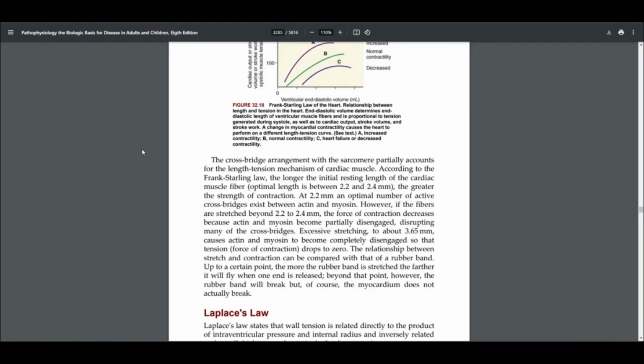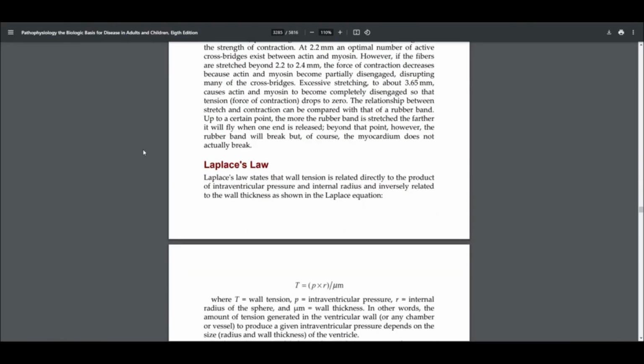Excessive stretching to about 3.65 causes actin and myosin to become completely disengaged, so that tension, the force of contraction, drops to zero. The relationship between stretch and contraction can be compared with that of a rubber band, up to a certain point: the more the rubber band is stretched, the farther it will fly when one end is released. Beyond that point, however, the rubber band will break, but, of course, the myocardium does not actually break. So it's a partial comparison.